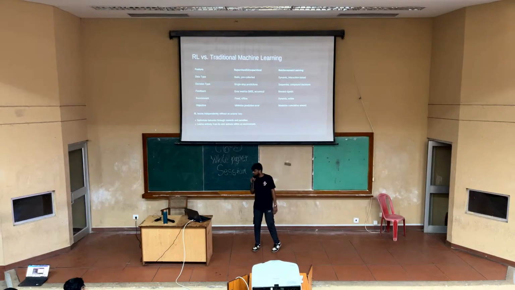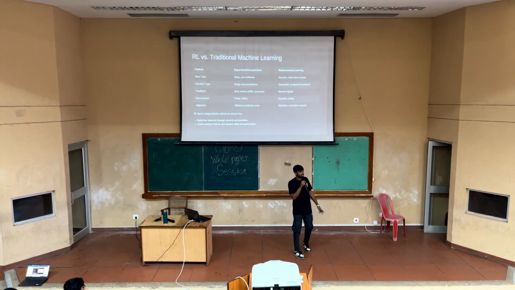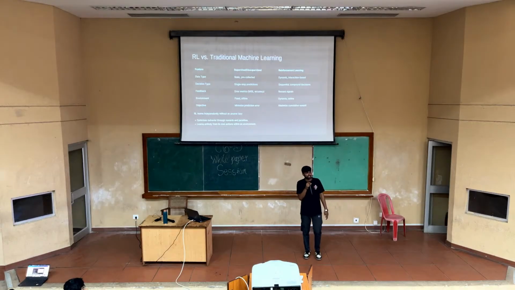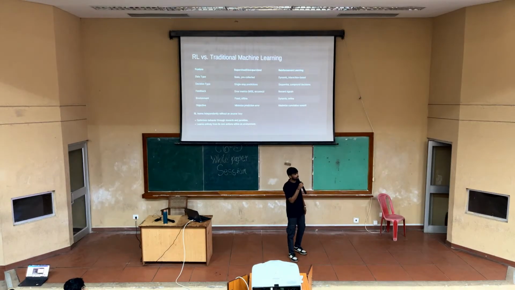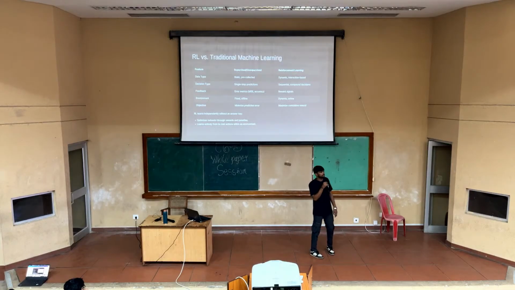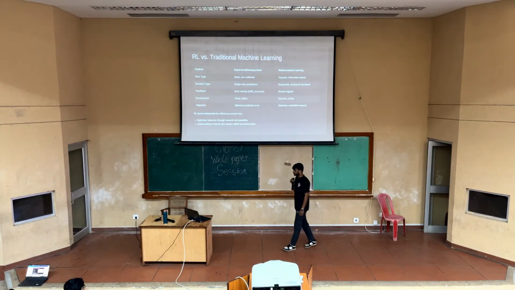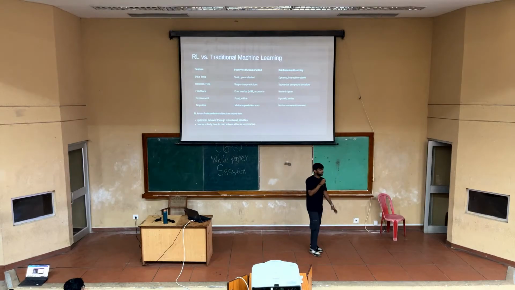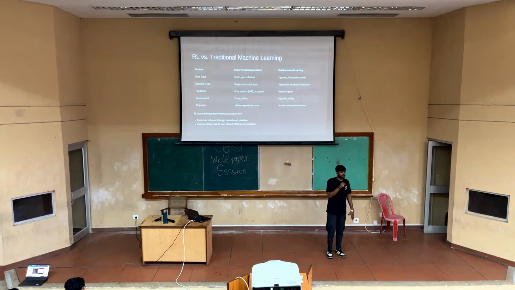Another major difference is feedback. Traditional machine learning models use metrics such as mean squared error or accuracy, and in the case of reinforcement learning, it uses a reward function and objective. The major difference is also about how they optimize. Traditional machine learning algorithms try to minimize the errors, and reinforcement learning tries to maximize the reward that we gain.